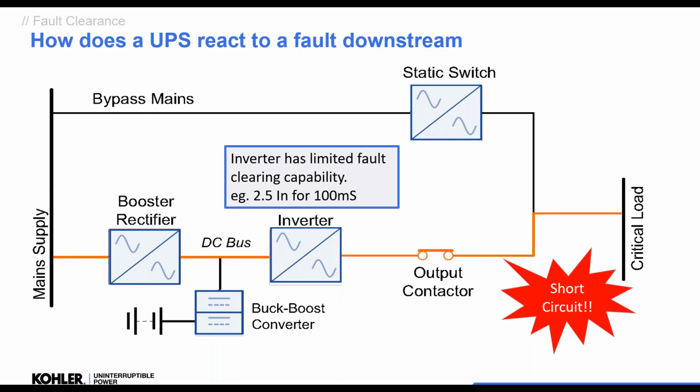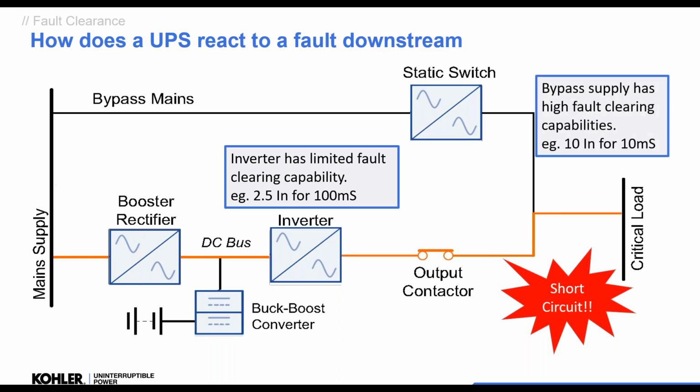The inverter, being made up of transistors, has a very limited fault clearance, and it's typically said in quantities of IN. So 2.5 IN for 100 milliseconds is an example. It could be 3 IN for 40 milliseconds, but it's limited. As compared with the bypass supply, which has very high fault clearance because we're using the mains. So maybe up to 10 IN for 10 to 20 milliseconds.